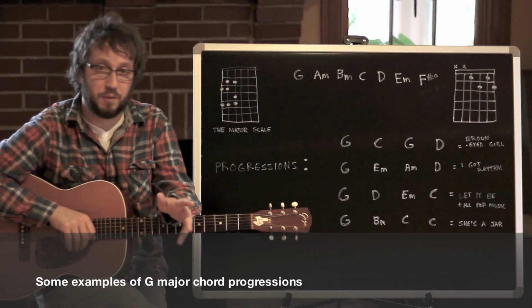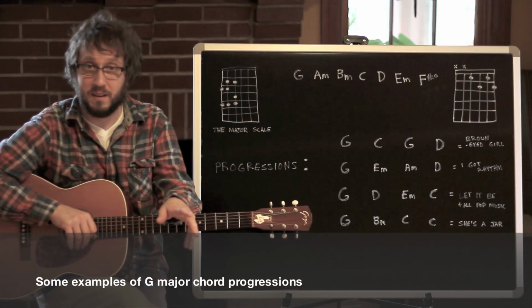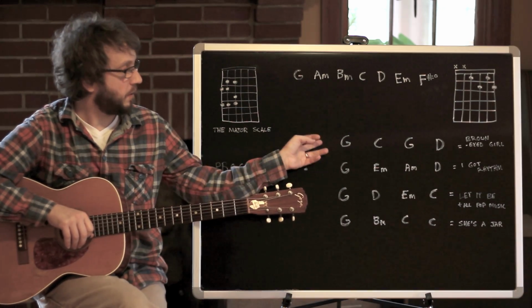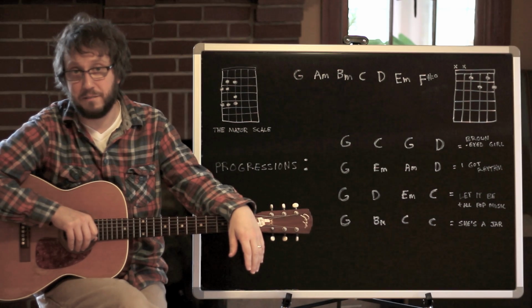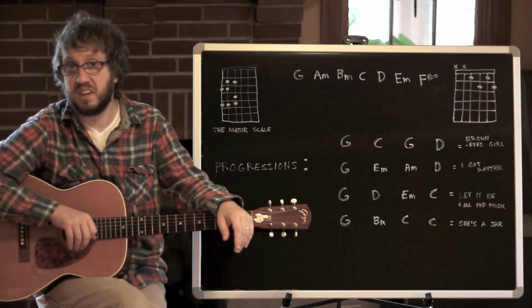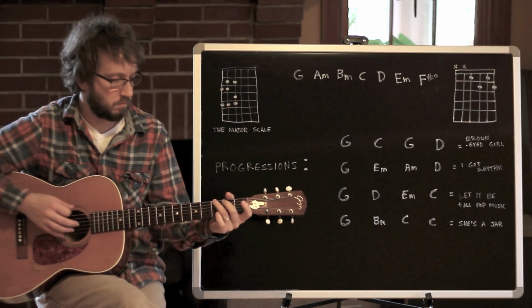Okay, let's take a look at some progressions from the key of G and compare how they use the same information in different ways. The first is Brown Eyed Girl by Van Morrison. If we look at it, it's G, C, G, and then D.